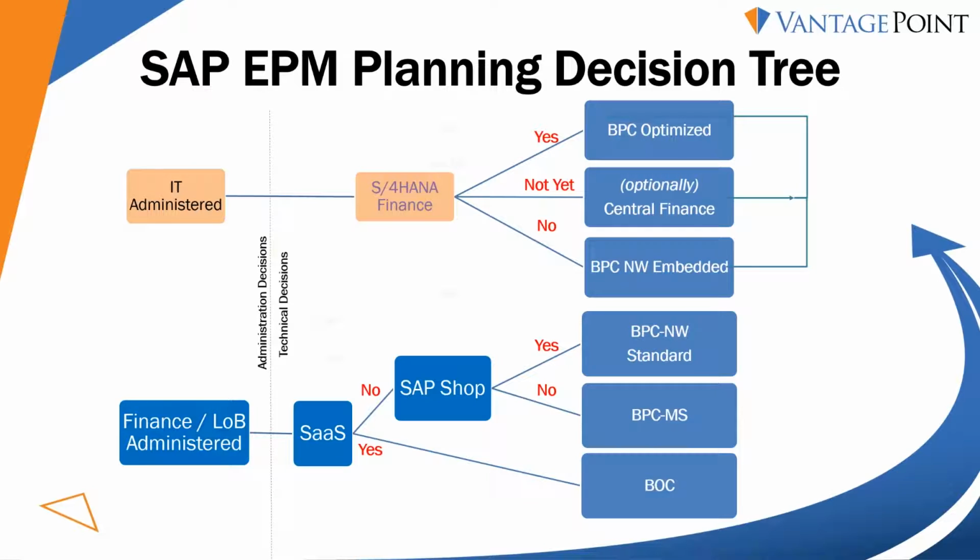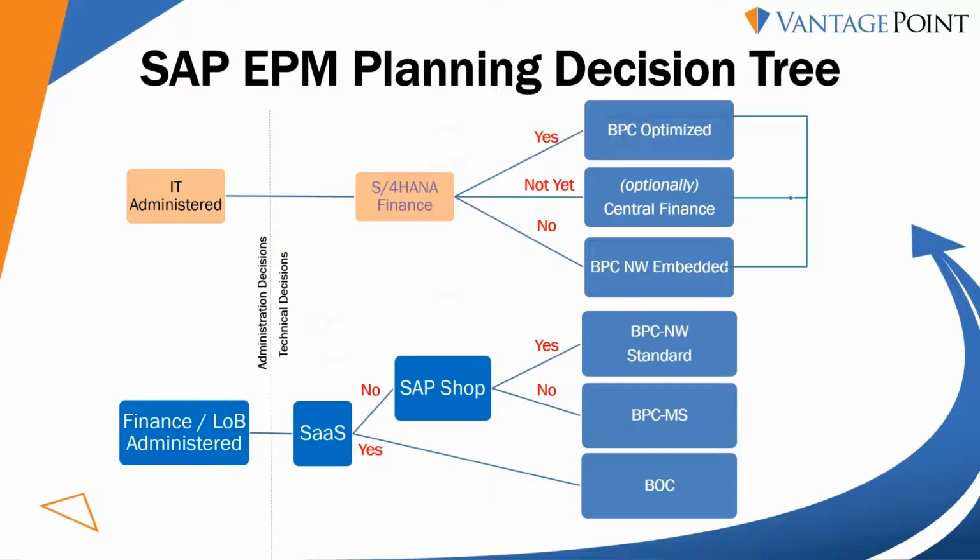So if you're initially looking for an IT administered tool, you're going to go the route of one of the Netweaver embedded solutions. So if you have S/4HANA in place, then you can certainly go with the BPC Optimized tool. If you don't have it in place, then Netweaver Embedded is the solution that you'd want to go with.